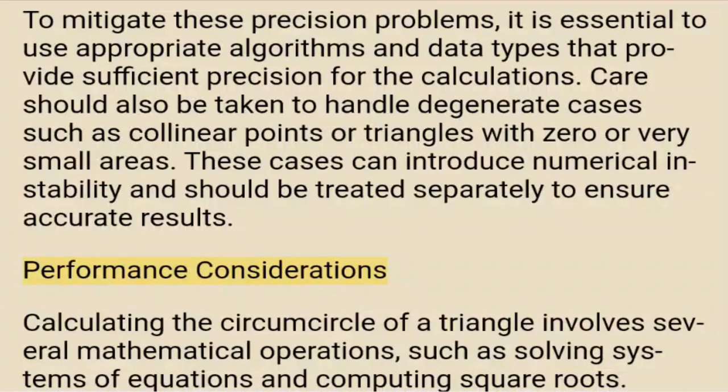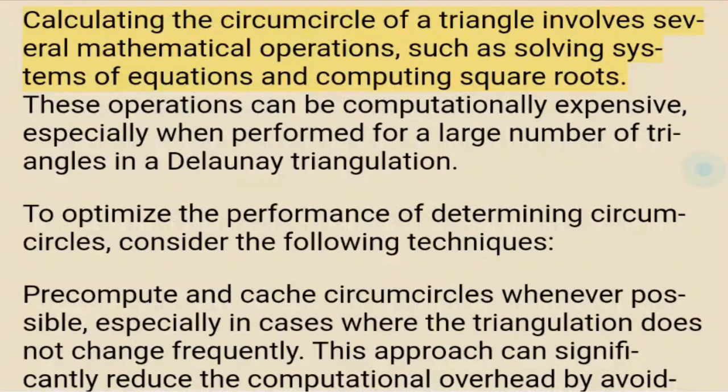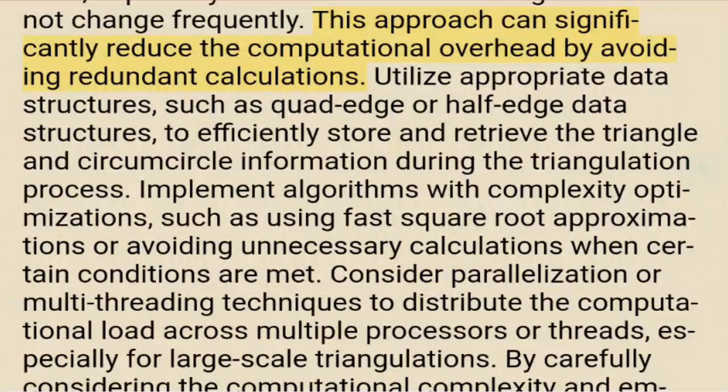Performance considerations. Calculating the circumcircle of a triangle involves several mathematical operations, such as solving systems of equations and computing square roots. These operations can be computationally expensive, especially when performed for a large number of triangles in a Delaunay triangulation. To optimize the performance of determining circumcircles, consider the following techniques. Precompute and cache circumcircles whenever possible, especially in cases where the triangulation does not change frequently. This approach can significantly reduce the computational overhead by avoiding redundant calculations.